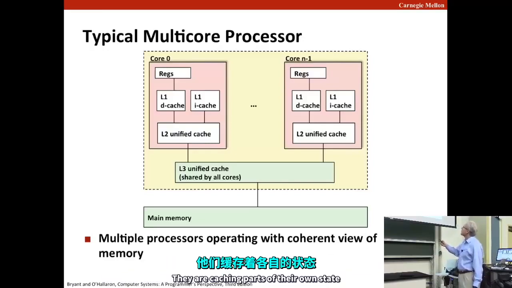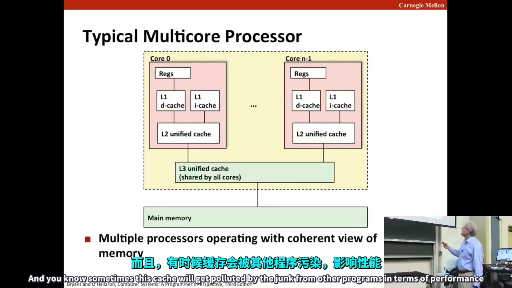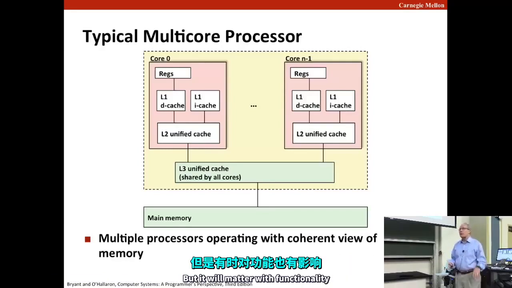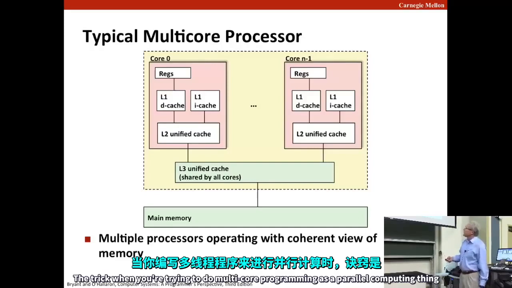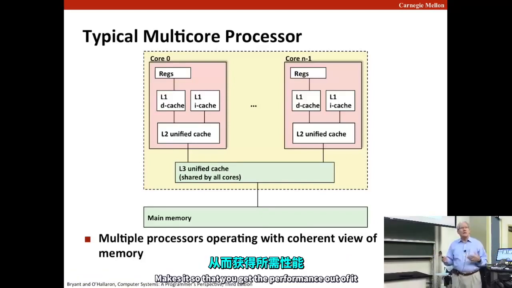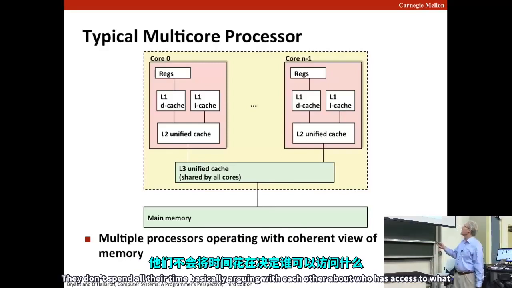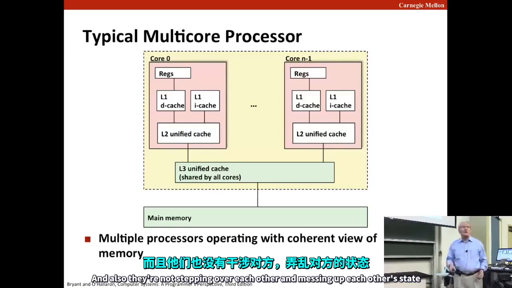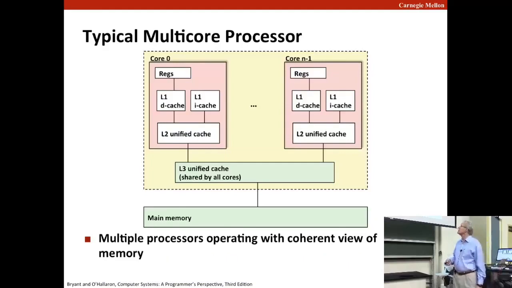They each are caching parts of their own state. And sometimes this cache will get polluted by the junk from other programs in terms of performance, but it won't matter with functionality. The trick when you're trying to do multi-core programming as a parallel computing thing is somehow getting all these cores working on different parts of a single problem in a way that makes it so that you get the performance out of it. They don't spend all their time basically arguing with each other about who has access to what. And also that they're not stepping over each other and messing up each other's state.